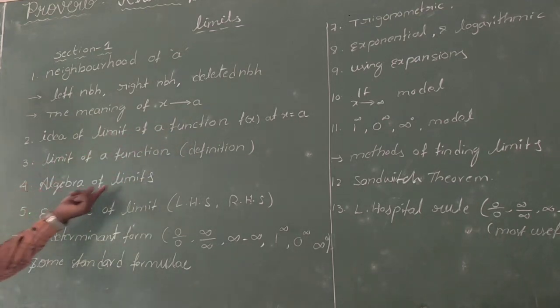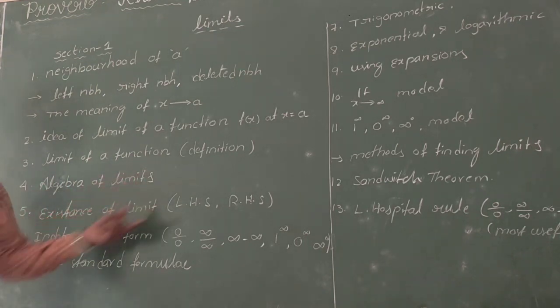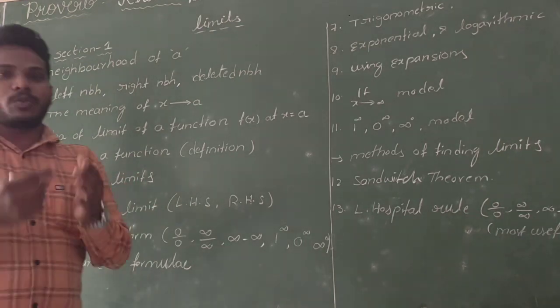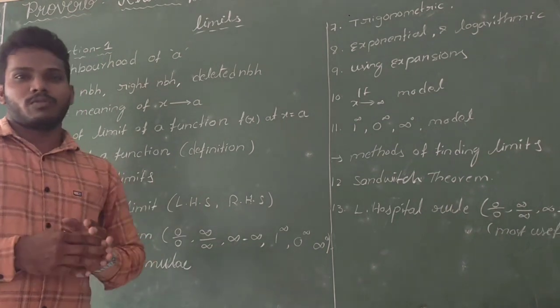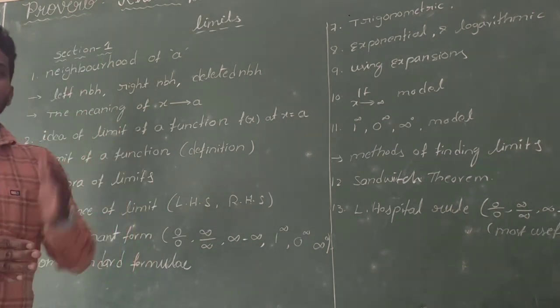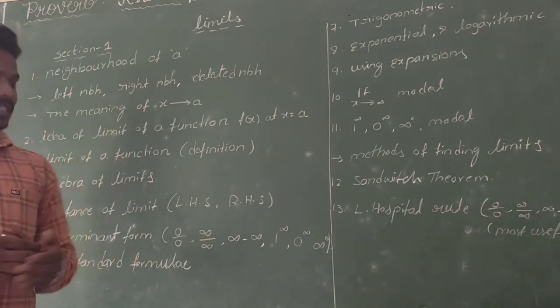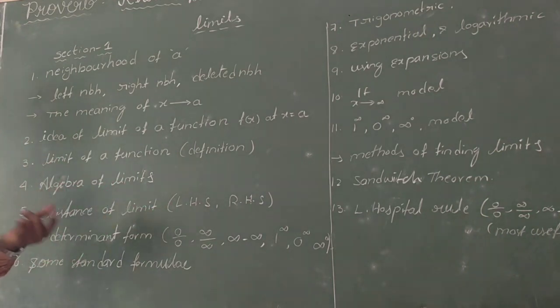Next one, algebra of limits. Algebra of limits means the addition of two functions and their limit value. If two functions are there, what happens to the limit of their sum, or the limit of their product? So by using basic operations, algebra of limits.